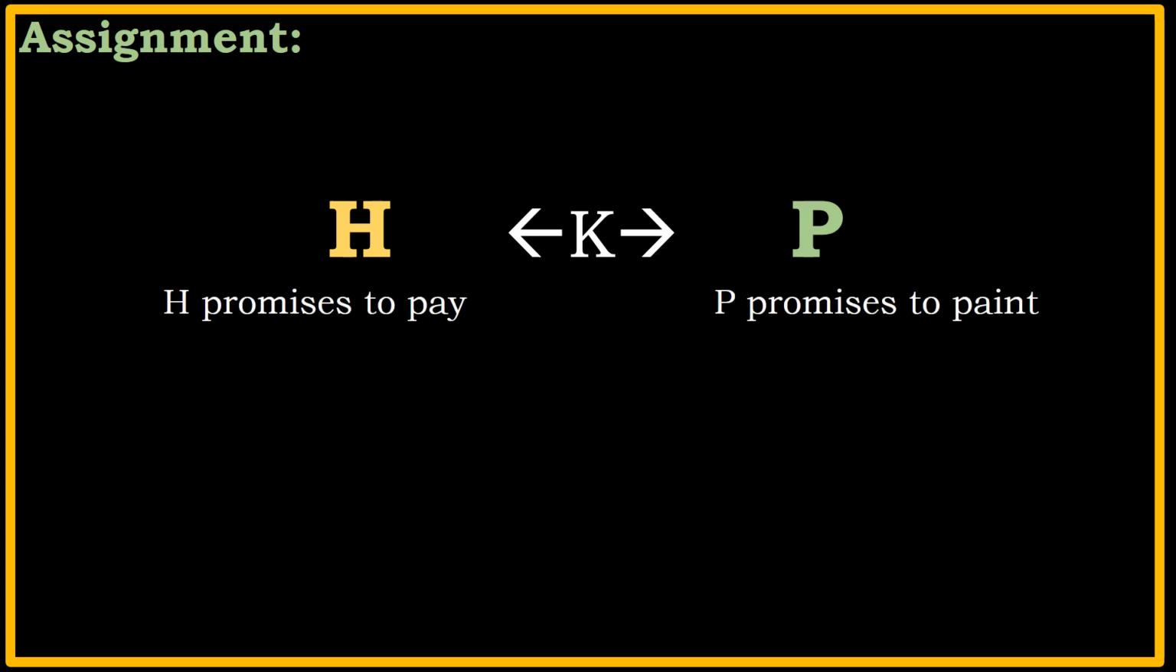All right, let's take another look at it. Same pattern, same contract. We have a homeowner who promises to pay painter, and we have a painter who promises to paint homeowner's house. We also have C, who is not a party to the contract. Let's say in this case, homeowner assigns her rights under the contract to C.